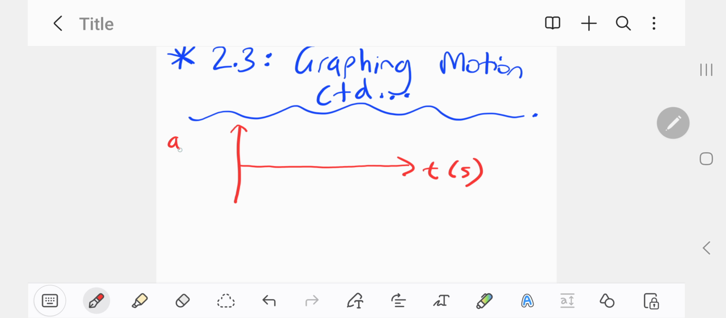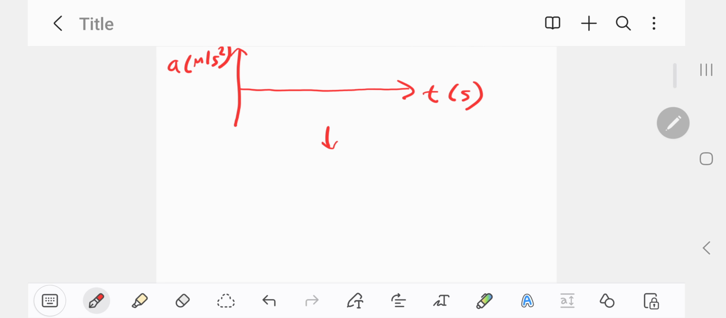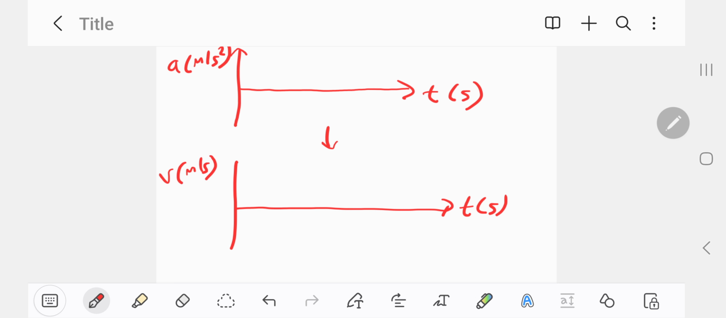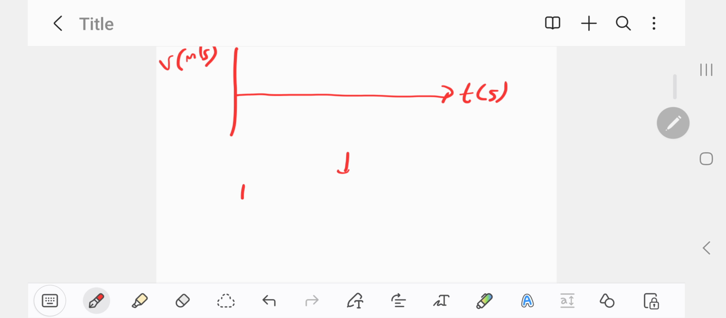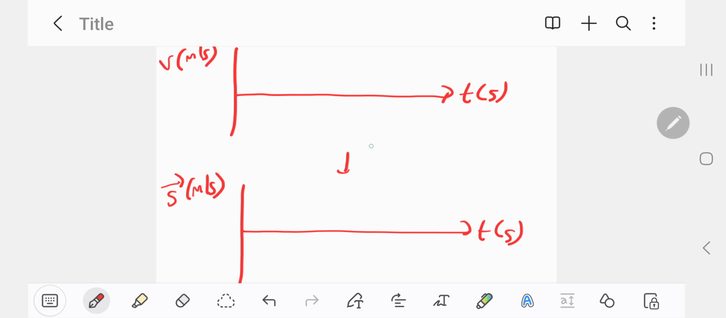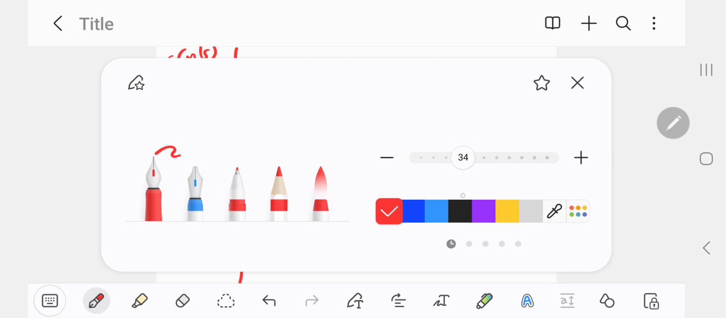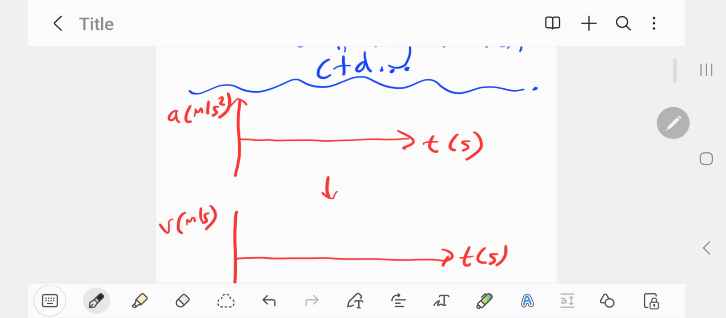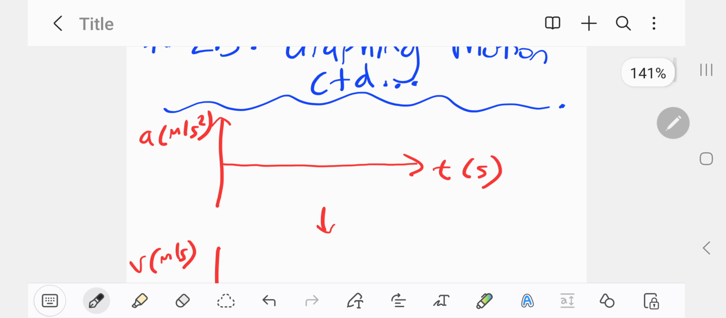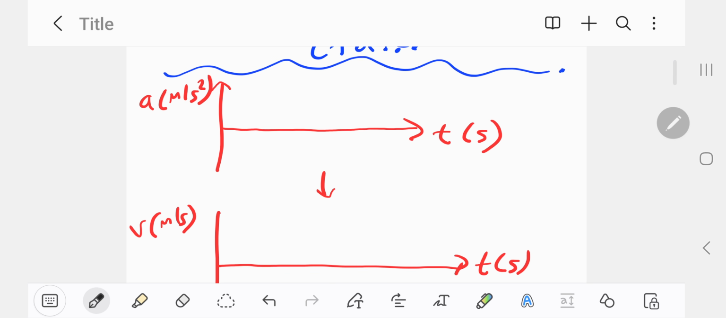acceleration time graph, meters per second squared. I want to go from here to, let's say, a velocity time graph. And then from there to a displacement time graph. Okay, let's do this one step at a time. I'm going to make up some numbers. Hopefully they're correct. Okay, acceleration time graph.